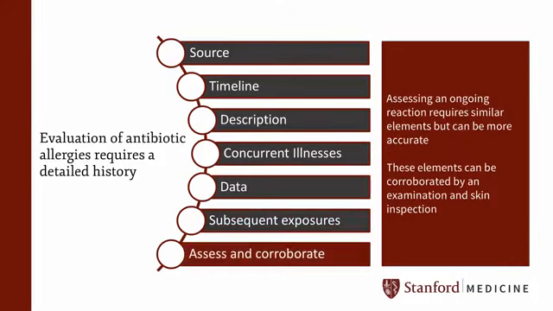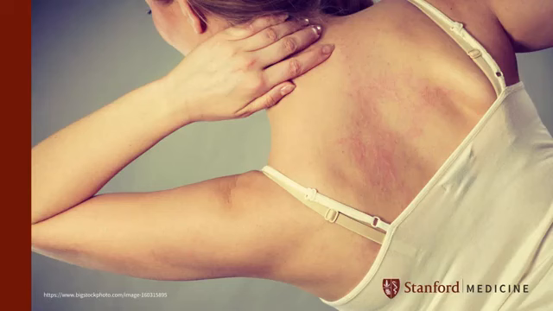If you are assessing an ongoing reaction, similar elements are needed, but it can be more accurate as the information is more readily available and verifiable. A reaction timeline, reaction description, diagnostic workup, and concurrent illnesses and medications can also be corroborated by an examination and skin inspection. Rashes are part of many antibiotic reactions, and characterizing them accurately is hugely helpful in risk stratification for future administration.